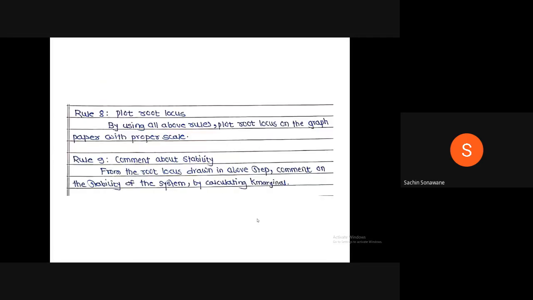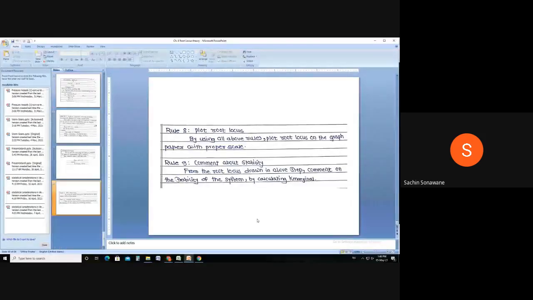Now rule number 8, plot root locus. By using all of our rules, plot the root locus on graph paper with proper scale. Rule number 9, comment about stability. From the root locus drawn in the above step, comment on the stability of the system by calculating k marginal. Therefore this is the theory. Now we will see how to solve the problem.